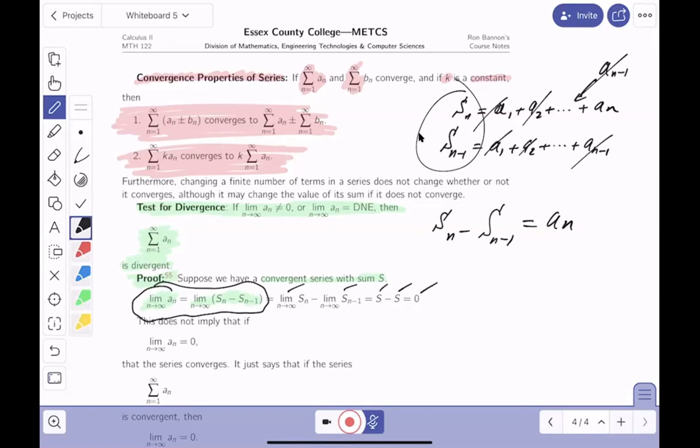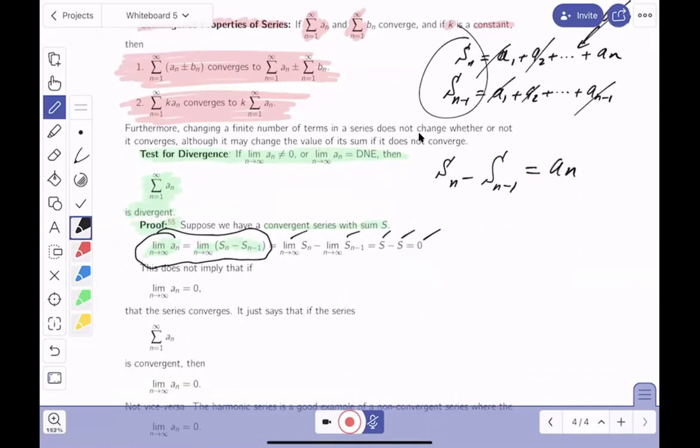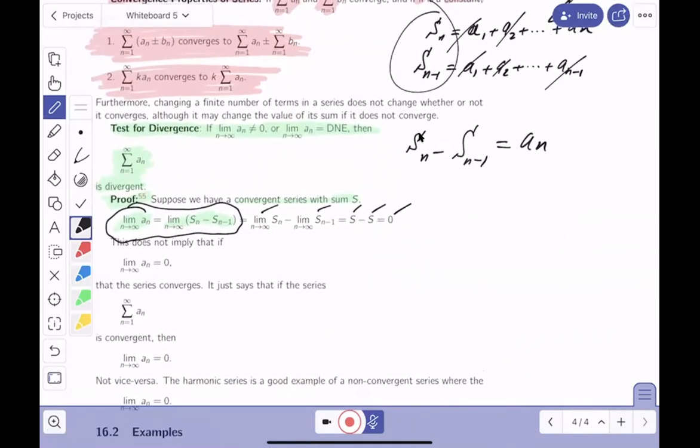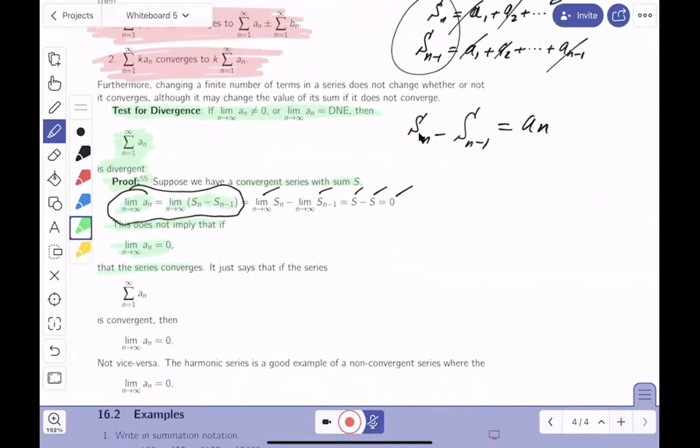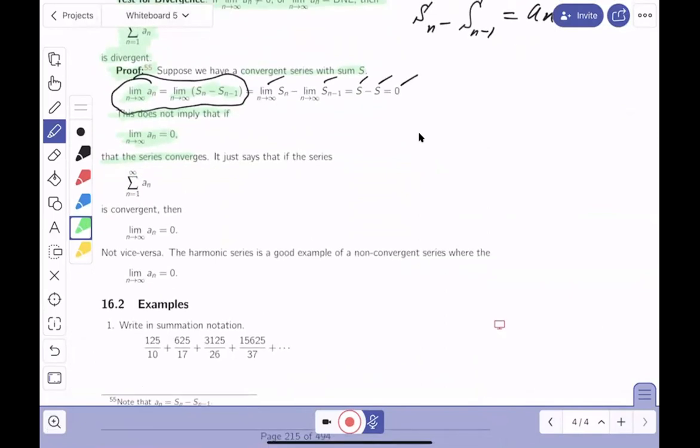So what do we know? If we have a convergent series, that limit must be 0. However, it does not imply that if the limit is 0, the series converges. This is where a lot of students get screwed up. This does not imply that the series converges. A good example of that, harmonic. We know it diverges, but the limit of the nth term as n goes to infinity is 0, but it's still a divergent series. All right. So that's often problematic for students.